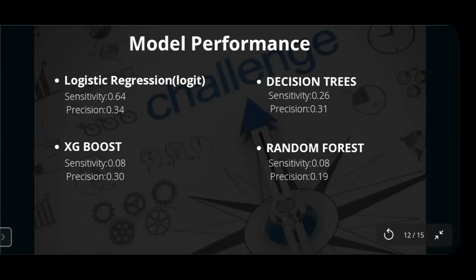So after computing these different metrics on the different models, it turned out that it was with the logit function where we had the highest sensitivity and precision, which wasn't really high: precision was about 34%, while sensitivity was about 64%. We also tried the decision trees, and we had sensitivity of about 26% and precision of about 31%. Also, with the ensemble technique, I have a question. Yeah.